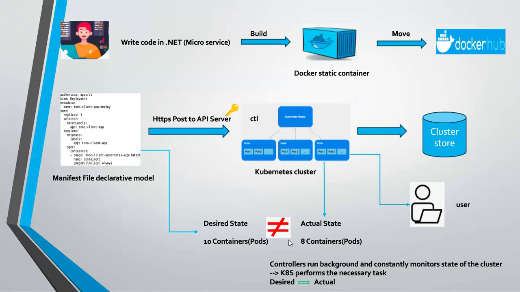If both are not equal, if desired is 10 and actual is 8, it will spin up 2 more containers and make desired and actual always equal. Kubernetes will make sure of the desired and actual state. In the sense of controllers, as the controllers are running in the background, they will make sure the desired state and actual state are always equal. That means your containers will not go down. So continuously it will monitor. Kubernetes will take care.